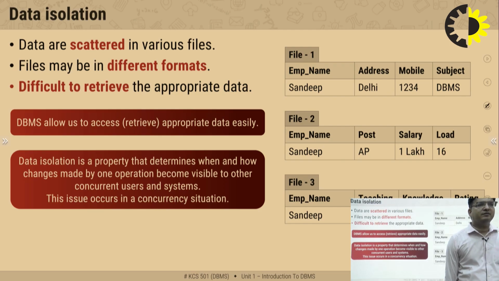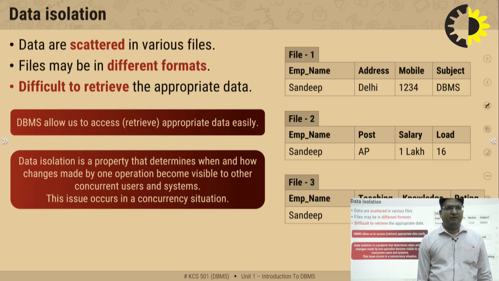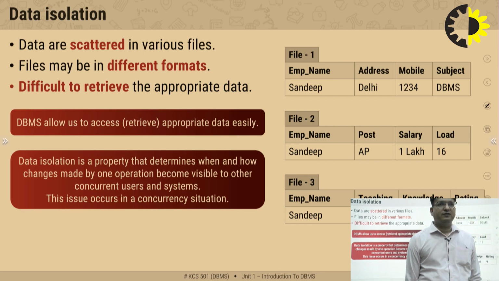So data isolation is a property which determines when and how the changes made by one operation become visible to the concurrent users and systems. This issue occurs in concurrency situations. Actually, concurrency is when multiple users access the database at a moment of time. In a practical scenario, multiple users are accessing any application at a particular moment of time. All the commercial applications are being accessed by millions of users at any instance of time. Some have heavy load, some have light load, but the number of consumers is so large.